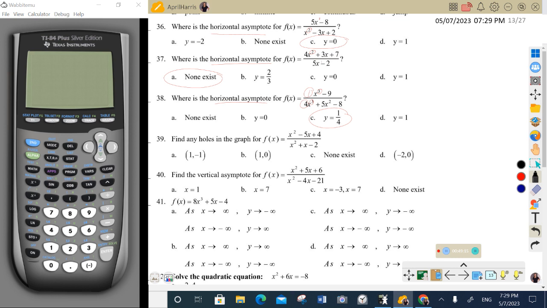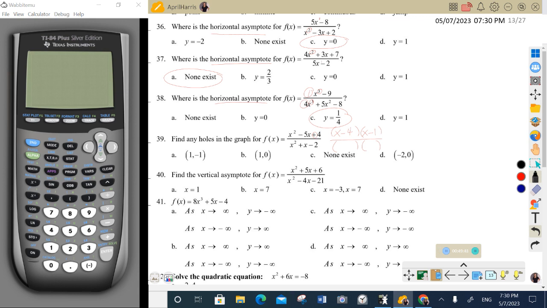Number 39 wants to know about any holes in the graph. So you're going to have to factor twice. Once on top, once on bottom. In the top, we're multiplying to get a positive, so either they're both positive or both negative. And the middle sign's negative, so they're both negative. Multiply to get 4, add to get 5, 4 and 1. You add because the signs are alike.